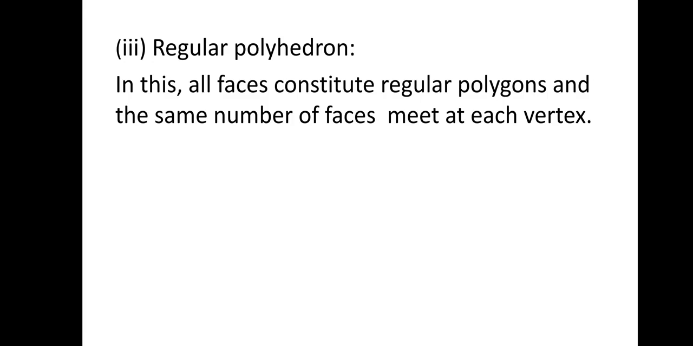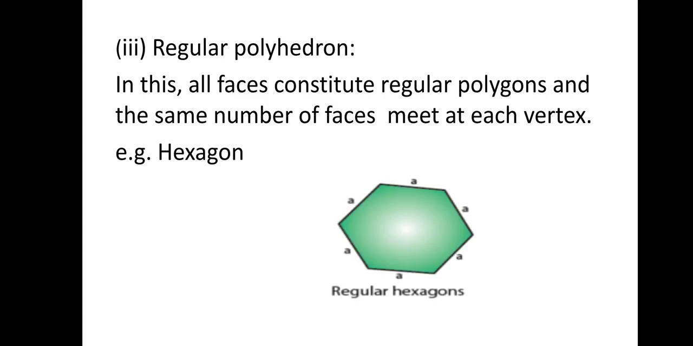So, in more easy language, we can say that in this regular polyhedron, all the faces constitute regular polygons. I told you what polygons are. And the same number of faces meet at each vertex. For example, a hexagon in which all the sides are equal. This is regular, all the sides are equal and all the angles are also equal, and it is a polygon. What do you mean by a polygon? A simple closed curve made up entirely of line segments is called a polygon.